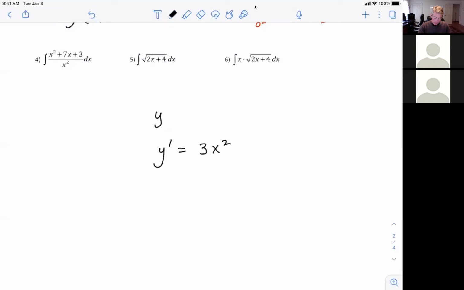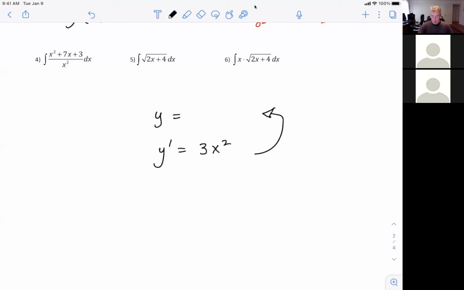Now, antiderivative means go backwards. There we go. Antiderivative means go backwards. If you know what the derivative is, then go backwards and find out what the function was. So that means that for the power rule, we would have to do the opposite. So instead of multiplying by 3, we would have to divide by 3. And instead of subtracting 1 from the exponent, we'd have to add 1 to the exponent.